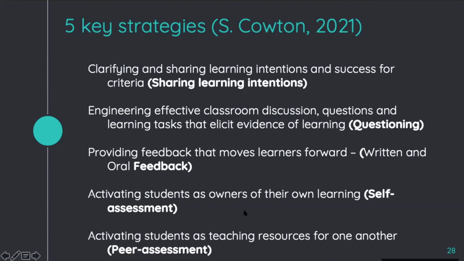Right? The 4th key strategy is self-assessment. All right, you're assessing yourself. At the same time, you're activating students, you're having them know that they should assess themselves and not wait for you to assess them all the time. You're not in charge of that 100%. They're also in charge of their learning, so they should be able to assess themselves by themselves as well.